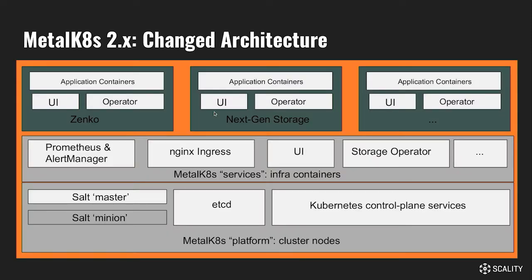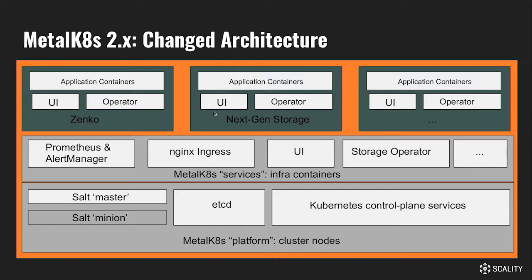So this is kind of the architecture, where at the bottom you have those 2 gray boxes, and that is Metalgates itself. There is actually only one service that runs as a standard system daemon on all the nodes. It's that salt minion on the lower left corner. Everything else is containerized. So our salt master itself, we run it as a container.